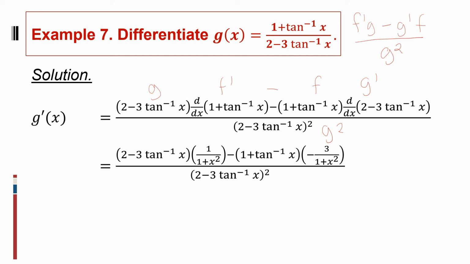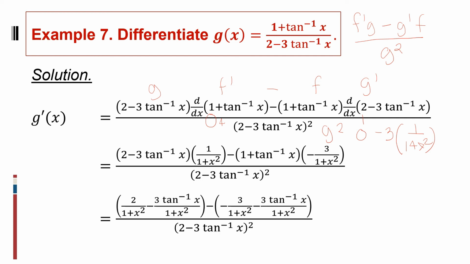So that is now 2 minus 3 arctan x times eto, 0 to, derivative ng 1 ay 0, plus the derivative of arctan x is 1 over 1 plus x squared. So minus 1 plus arctan x times the derivative of 2 is 0, and then we have negative 3, then derivative ng arctan x is 1 over 1 plus x squared. Kaya negative 3 over 1 plus x squared. All over the square of 2 minus 3 arctan x.